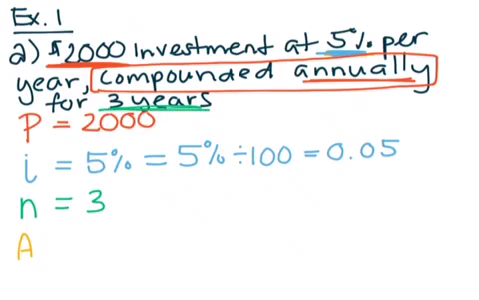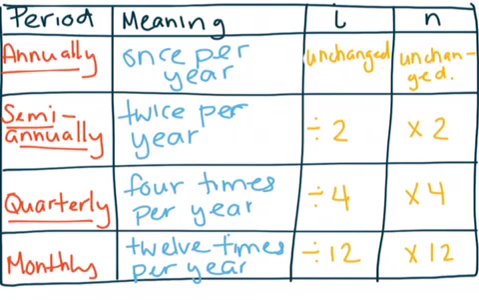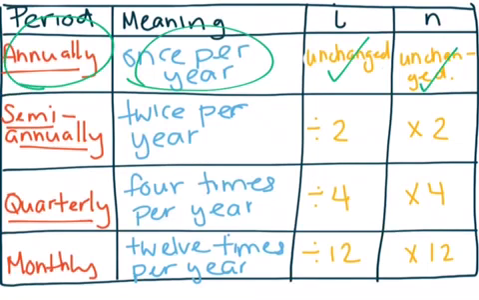Before I conclude that this n is going to be 3, let's go back to our chart. Make sure we know that we are talking about something compounded annually. We know that means once per year. The interest rate we did leave unchanged, and n also says leave it unchanged. So that's what we're going to do.